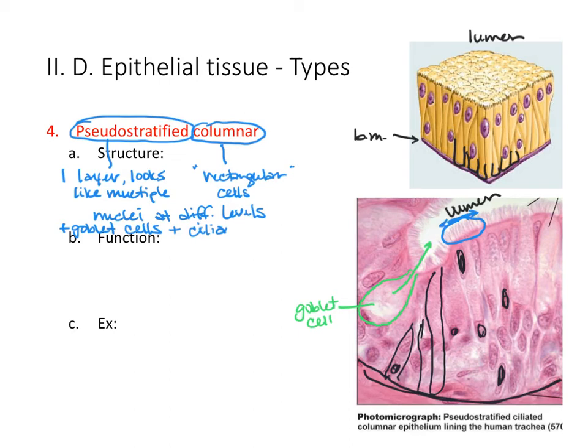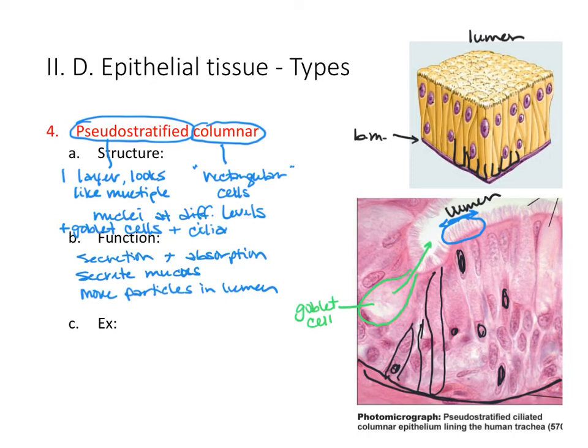The function of pseudostratified columnar epithelium is going to be secretion and absorption, plus we are also going to secrete mucus. And finally, we're going to move particles or sweep away particles that are in the lumen.